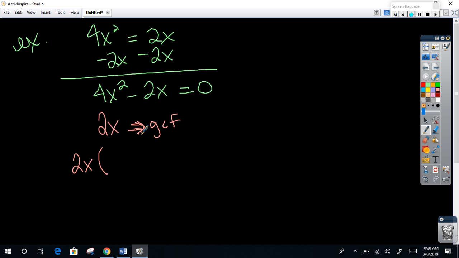What's left if I take 2x out? Well, but you took the x away, so you just have to hold the place. If your GCF is exactly the same as your last term, hold the place with a 1. All right, everybody to 0.